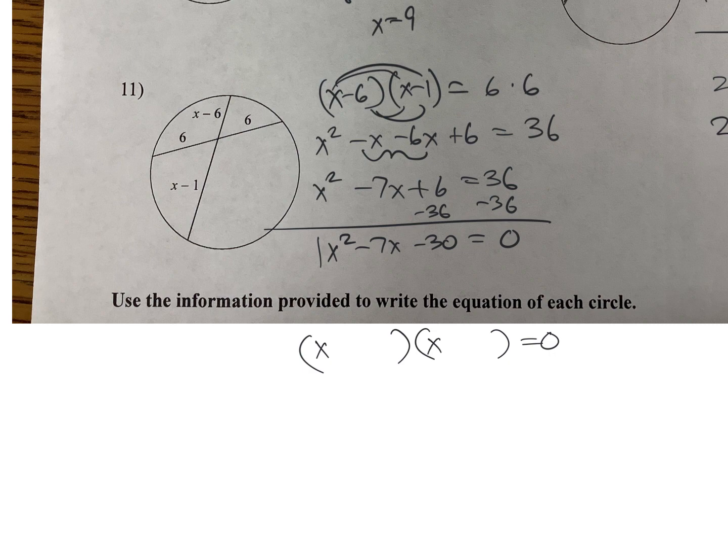Now you come up with factors of 30 that give you 7. So 1 and 30, 2 and 15, 3 and 10, and next one would be 5 and 6. So 3 and 10 will give me 7. The question is, how do you get negative 7 if the 10 is negative and the 3 is positive? And if you multiply those together, you still get the negative 30.